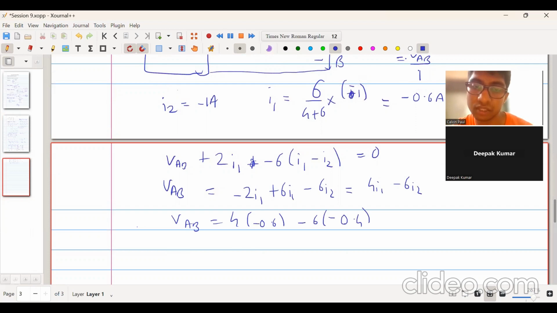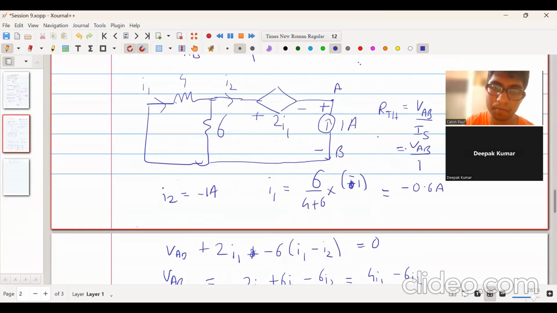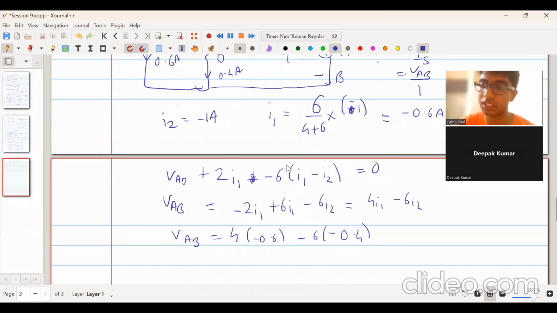Oh, there's some mistake you're making actually. Can you show what the error is? Where in this network? Okay, let us see. We know this is actually equal to 0.6 ampere and this will be equal to 0.4 ampere that we have established. So let us rub this.